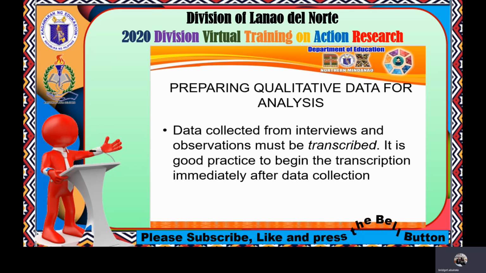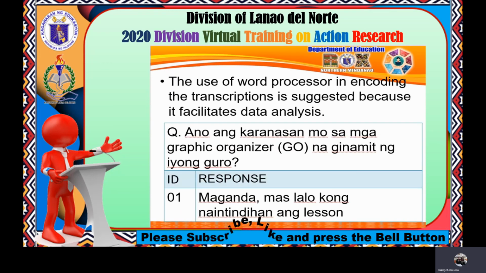So what I did in my qualitative study, because I used to have this design, because for me, I find this qualitative design easier than the quantitative, because my math or numbers is my Waterloo, to tell you frankly. The use of a word processor in encoding the transcription is suggested because it facilitates data analysis. So meaning to say, we are going to use the laptops or the desktop in order for us to transcribe or to have the transcription.